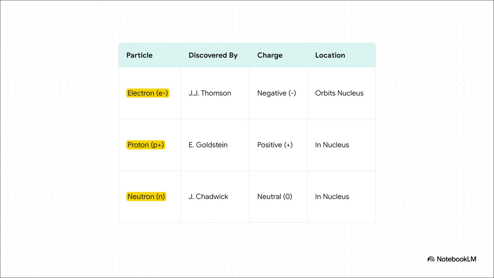Well, it turns out Dalton was wrong about one thing. The atom isn't indivisible. It's made of even smaller, or subatomic particles. We've got the negatively charged electron found by J.J. Thomson, the positively charged proton from E. Goldstein, and the neutral neutron discovered by James Chadwick. Two of them hang out in the center, or nucleus, while the other one zips around the outside.